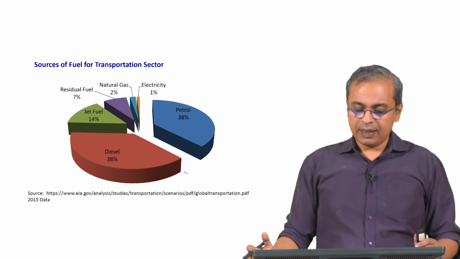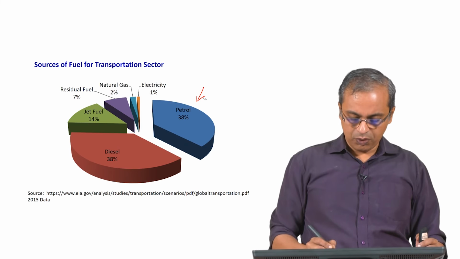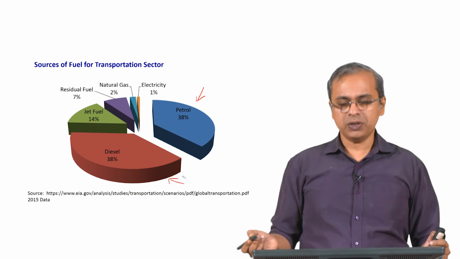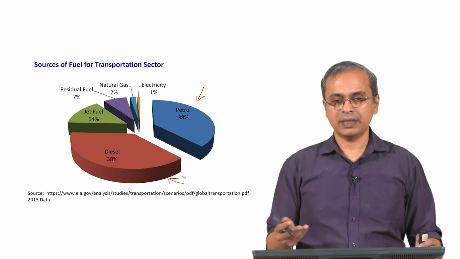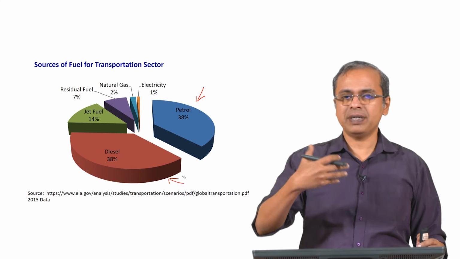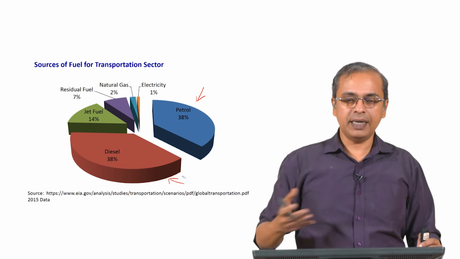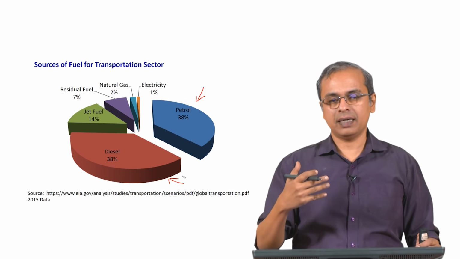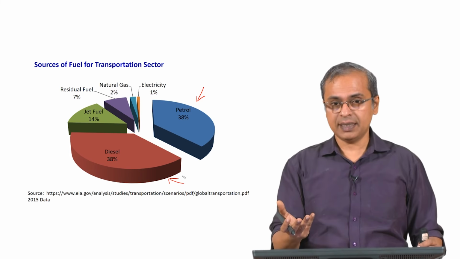So where does the fuel come from for it? As you may imagine, almost 80% is only these two, petrol and diesel. Almost 80% of the vehicles out there are petrol and diesel, and that meets perfectly well with our common experience. In India, anywhere you go, typically buses and many vehicles, many taxis are using diesel.